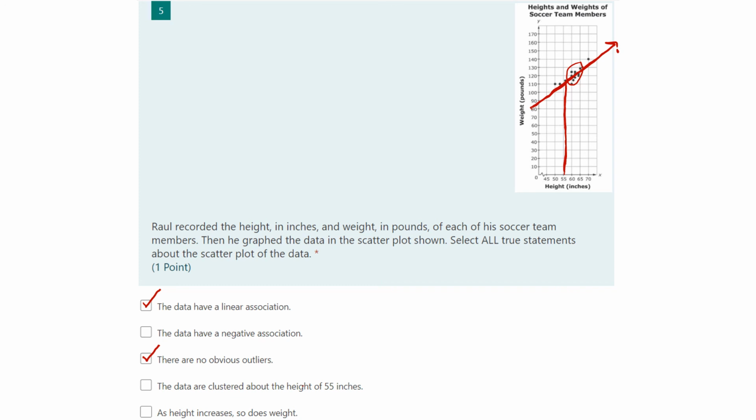And then number 5, as height increases, so does weight. That is also true because as the children get taller, they typically have more weight. The smallest child is 50 inches with a weight of 110. The tallest child is 70 inches with a weight of 140. So as they get taller, they weigh more.